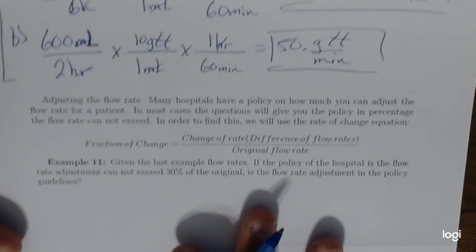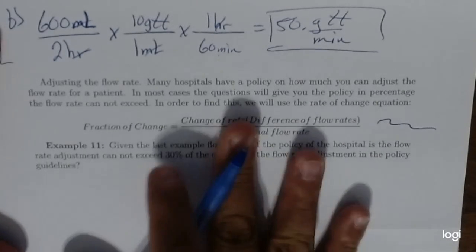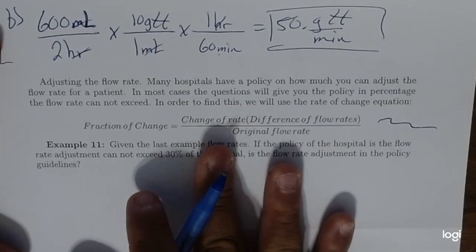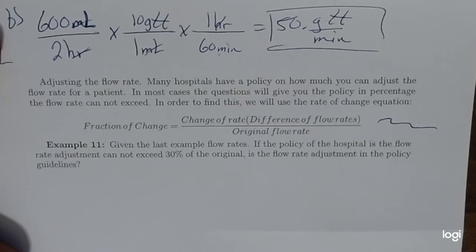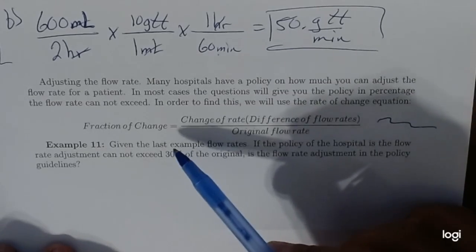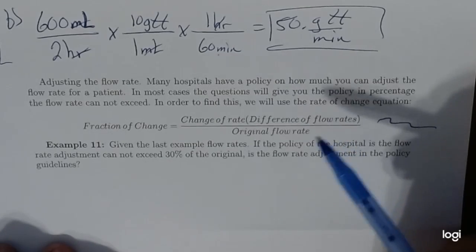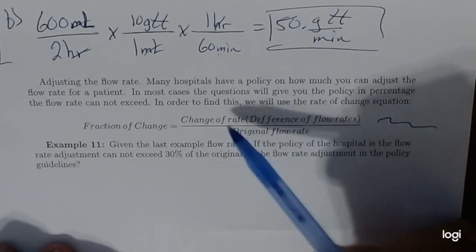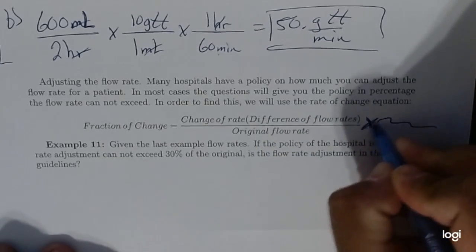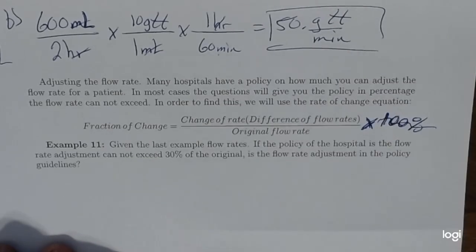So many hospitals have a policy on how much you can adjust the flow rate of a patient. In most cases, the question will give you the policy in percentage the flow rate cannot exceed. Okay, and in order to find this, we'll use the rate of change equation, so the fraction of the change. So the fraction of the change is the difference between the flow rates. It's always largest minus smallest. So the difference between the flow rates divided by the original we started with, times 100%. This is a percentage. So times 100.